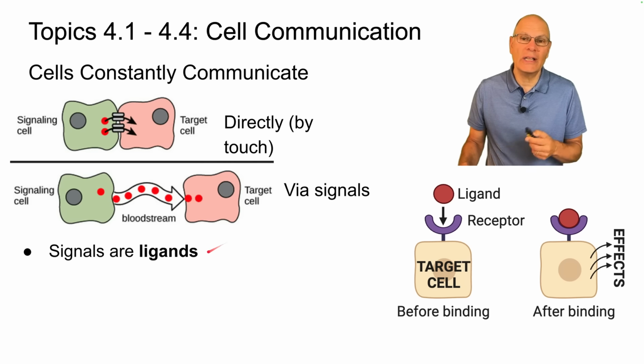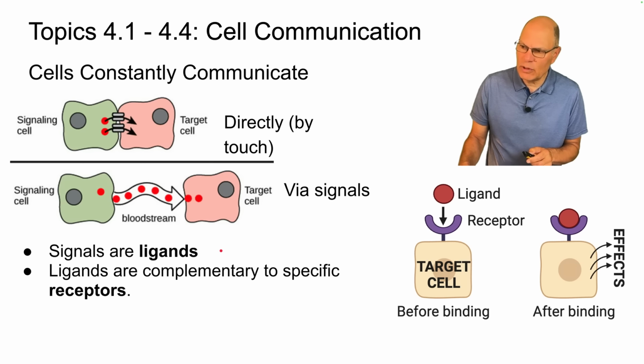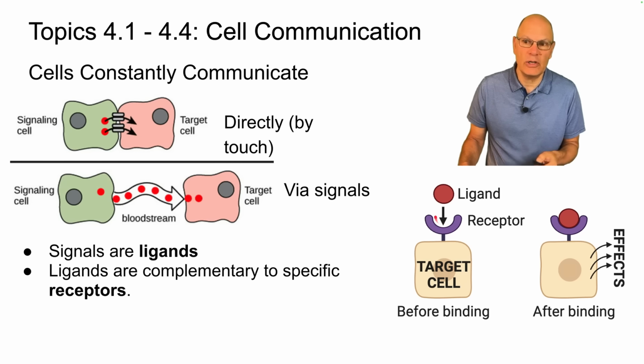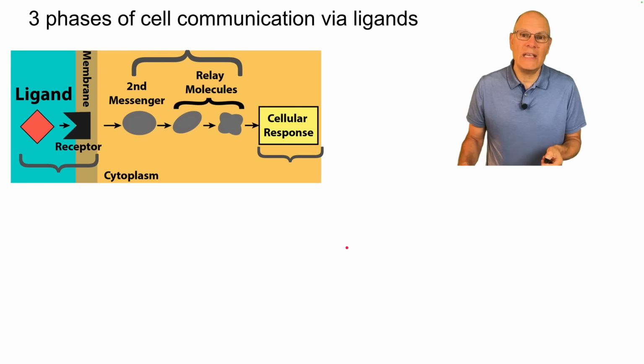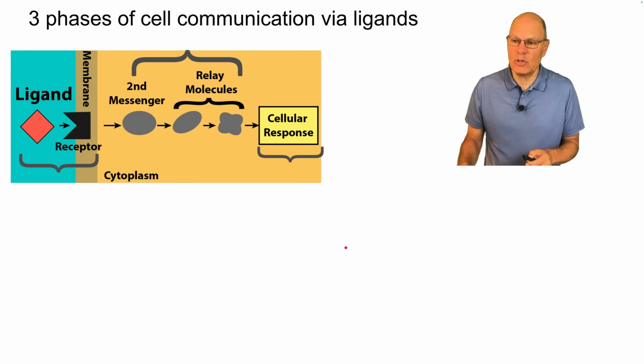The signals are ligands. Ligands are complementary to specific receptors. Here the circle binds with this receptor over here because their shape is complementary, and the binding leads to a cellular response. There are three phases of cell communication when it happens through ligands.